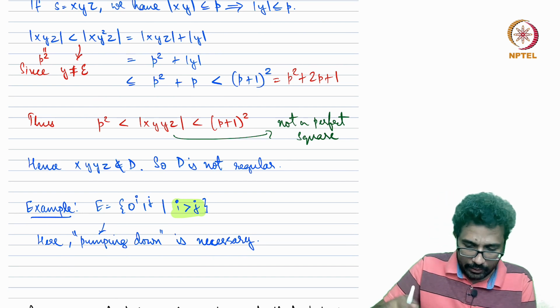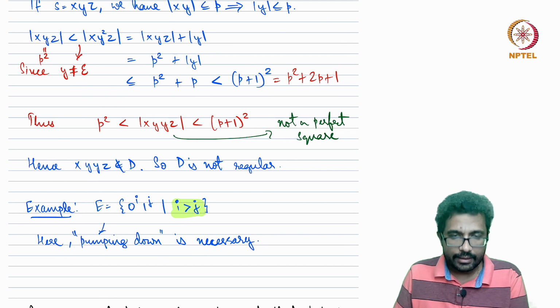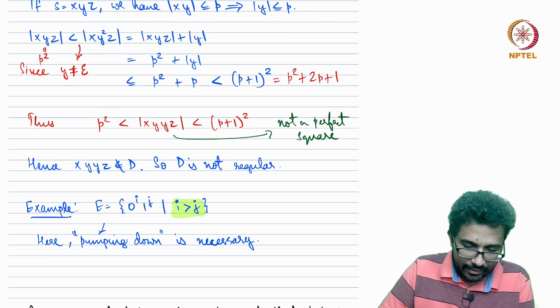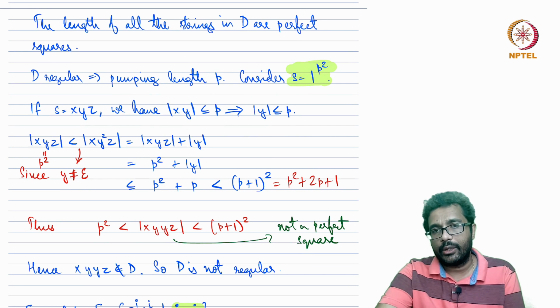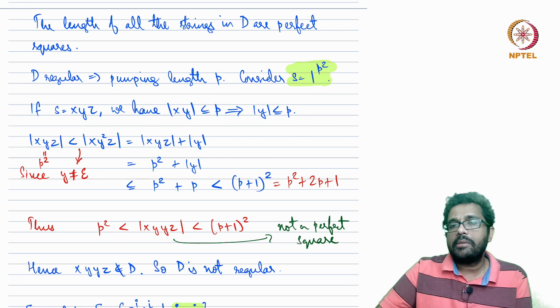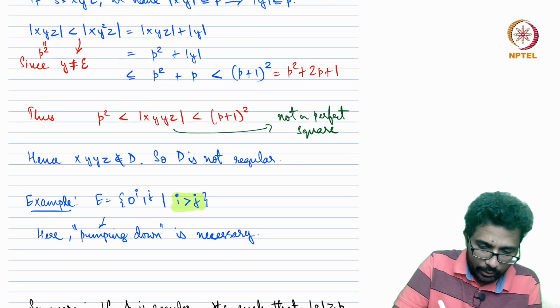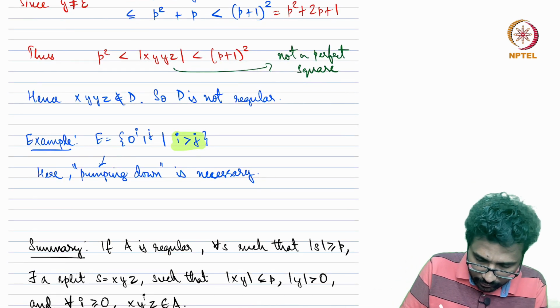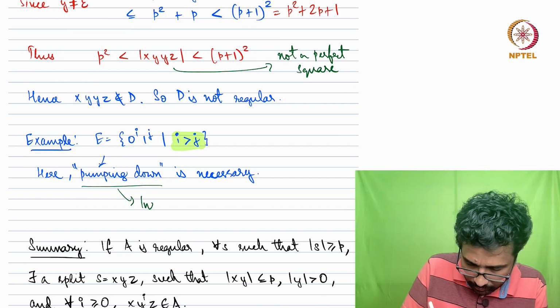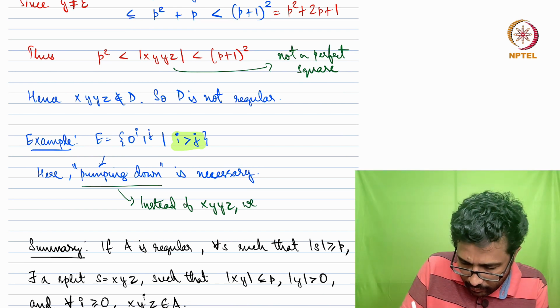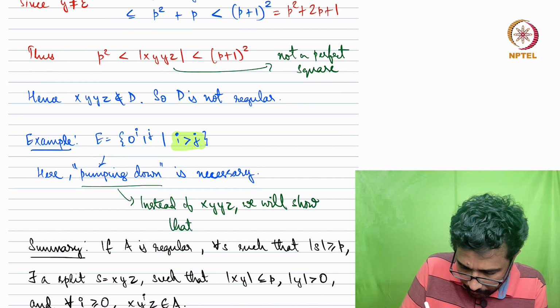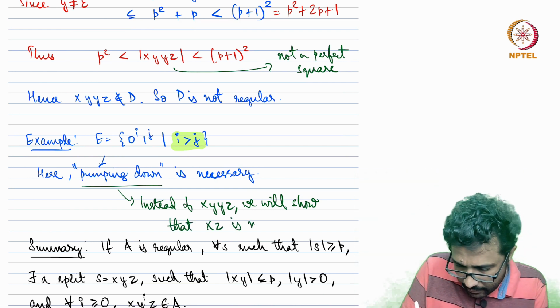The one novelty that you will find when trying to do this is that in this case you will have to pump down. In all these cases here we have considered x, y, y, z and showed that it is not in the language. Pumping down means we will have to consider, instead of x, y, y, z, x, z, and we will show that x, z is not in the language.